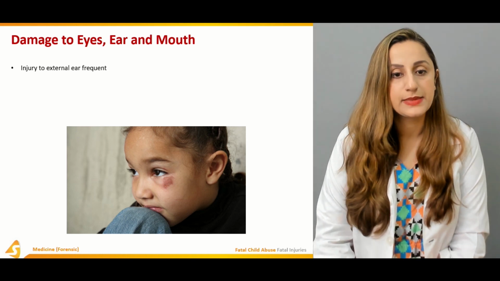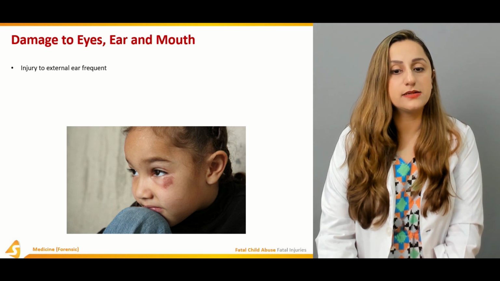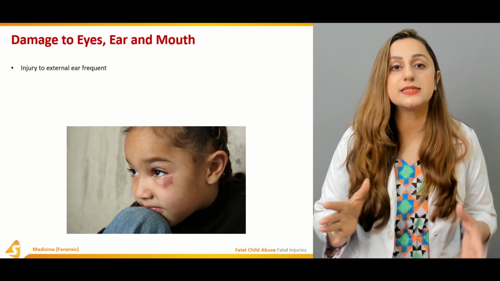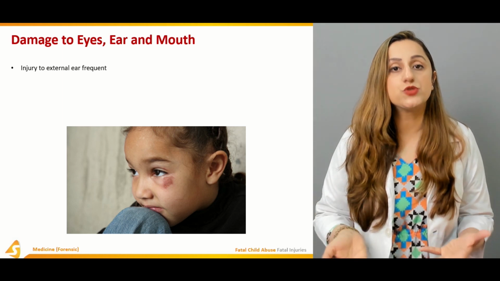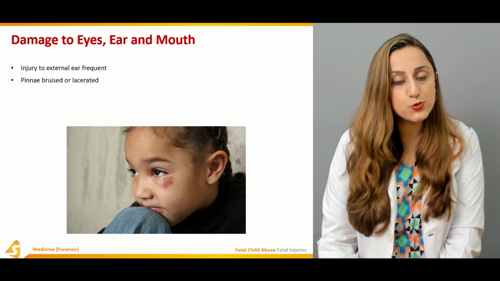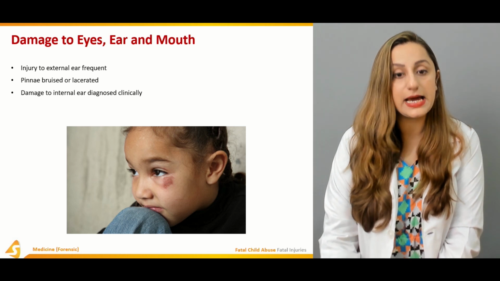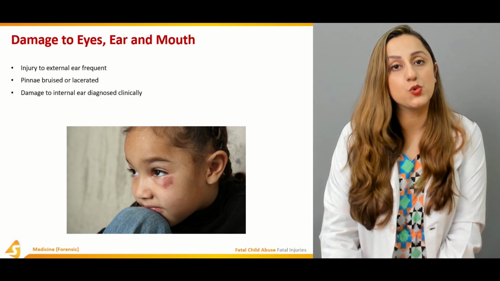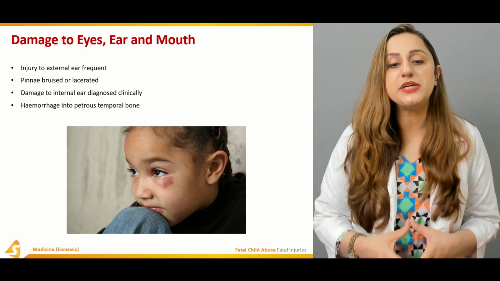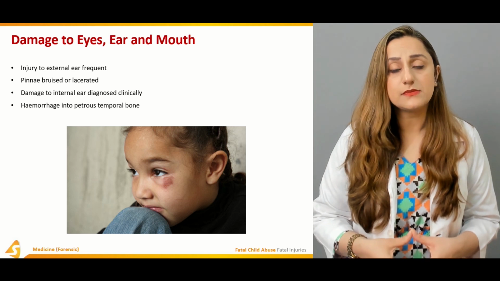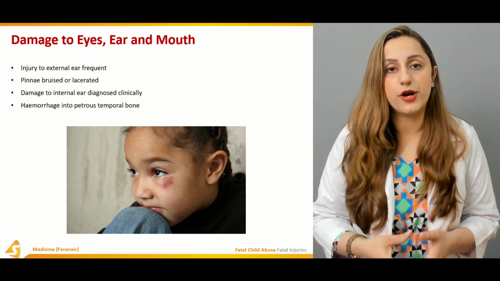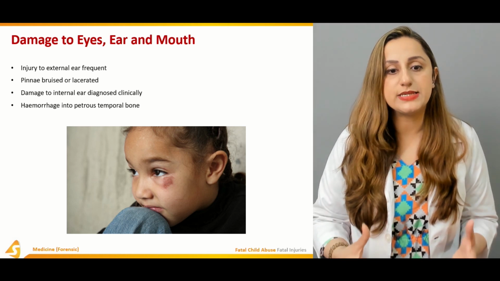Injury to the external ear is quite frequent due to the fact that the child can be subjected to constant slapping that is going to basically damage the external ear in such cases. Pinna are bruised or lacerated in these cases. Damage to the internal ear is diagnosed clinically in such a case, and the hemorrhages into the petrous temporal bone. So such fractures and such hemorrhages have to be looked for if we are suspecting head injuries in a particular case.